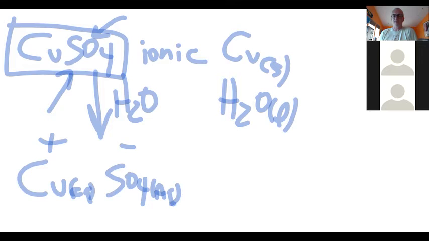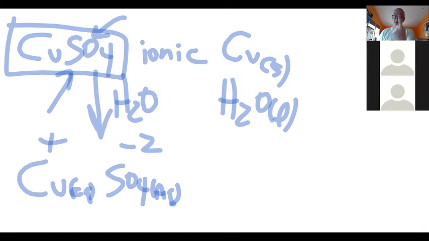Because the sulfate is negative 2. Exactly. Excellent. Yeah, we know that the sulfate is always -2. The sulfate ion is always, always, always -2. It's never anything else. So we also know that ionic compounds need to be balanced. Their total charge needs to be balanced.